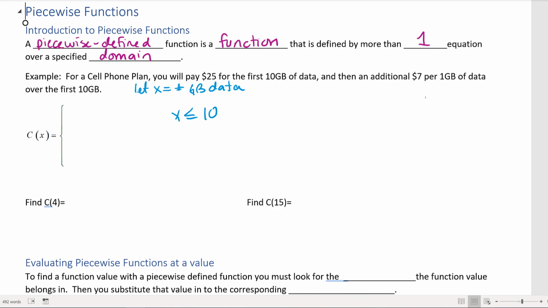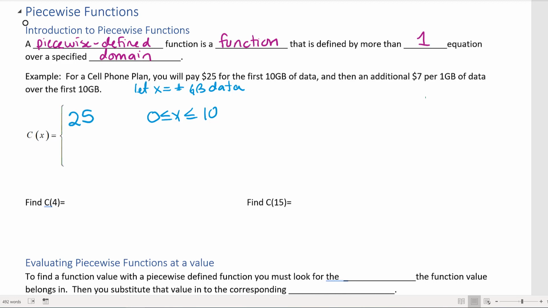So I have anything less than or equal to 10, and we should probably mention that x has to be greater than or equal to 0, because you can't use negative gigabytes of data in a specific month. Now, if you only use between 0 and 10 gigabytes of data, you are automatically going to be charged $25.